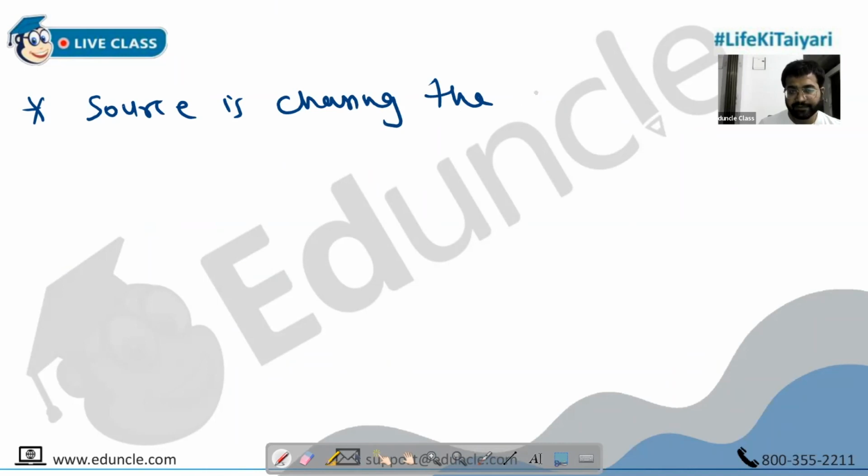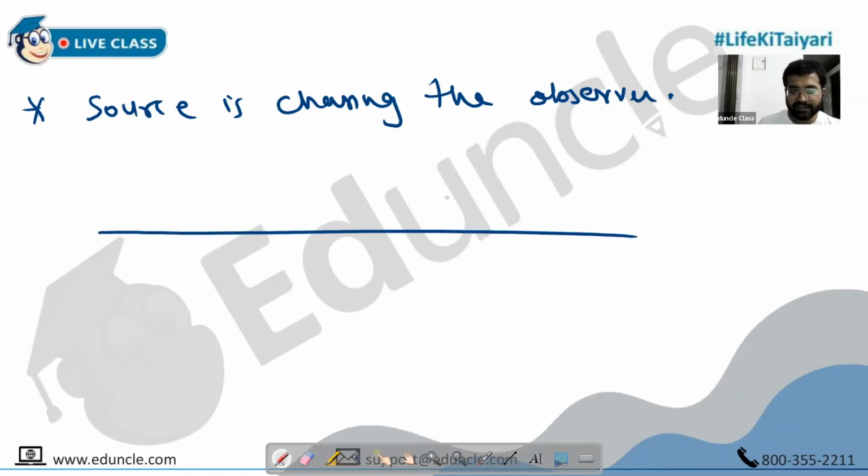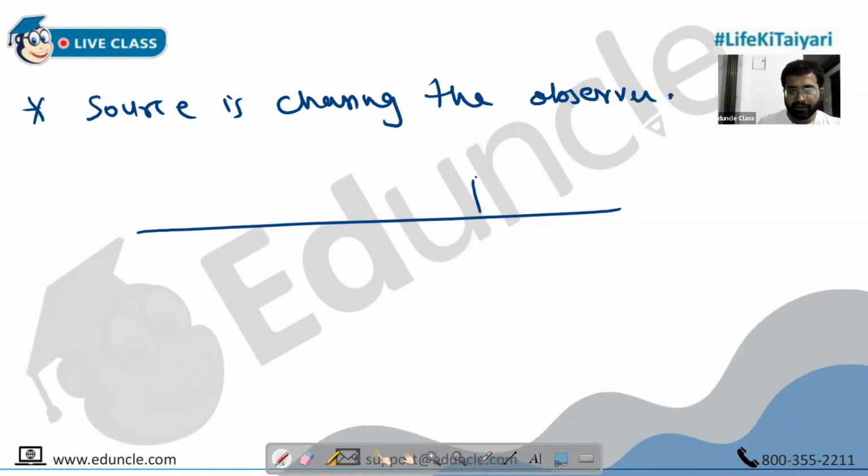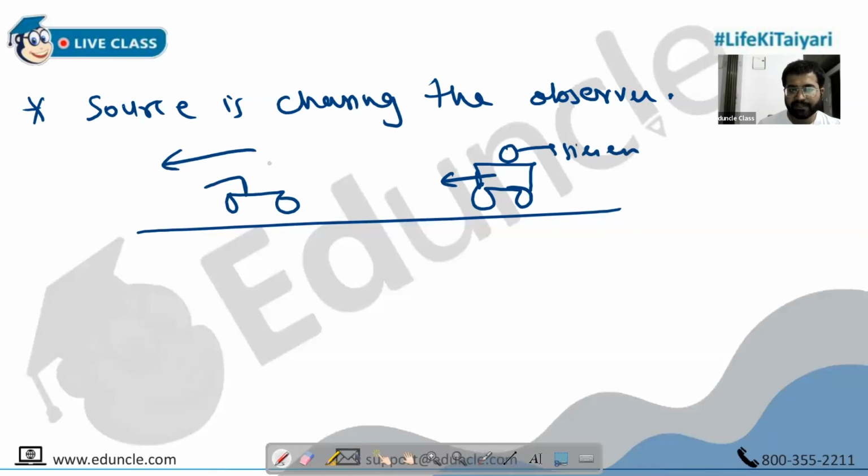These are tricky questions. Source chasing the observer. They may have given you diagrams like this. Suppose they may have given you that there is a police van here with an alarm siren. This is a police van siren. And let's say there is a thief which is riding in this direction. So this is the observer, and this is the source now, because this is a siren. Siren becomes the source. Clear? Now they have given you the source on the right and the observer on the left. Usually students are comfortable with the source on the left.